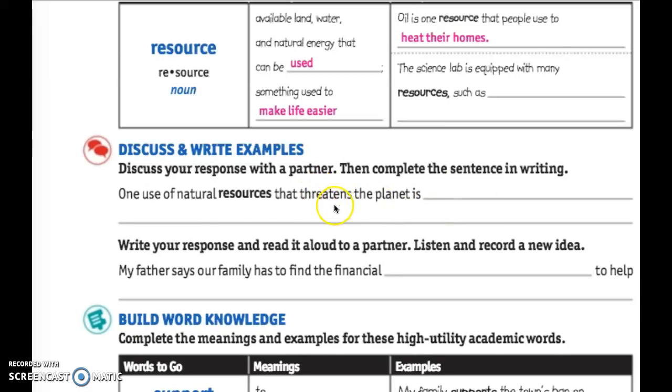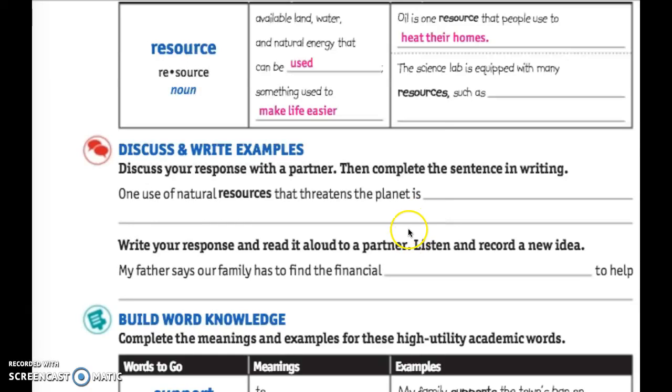So I could say one use of natural resources that threatens the planet is cutting down trees to make paper. I want you to come up with your own, so you cannot use cutting down trees to make paper, right? But I want it to be a verb with an ing. Remember, a verb is something that you do. So what is something that we can do that would threaten the planet? All right, so one use of natural resources, cutting down trees for paper, threatens the planet in the fact that we're chopping down trees. So there are other things that we use, such as using water, mining for coal.